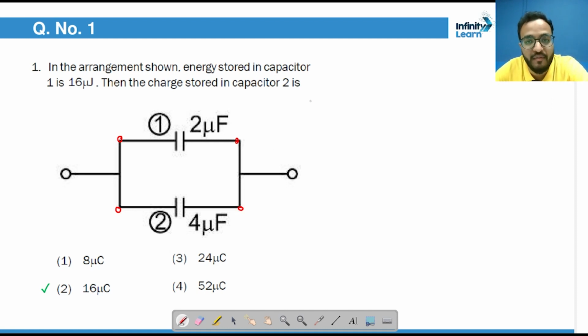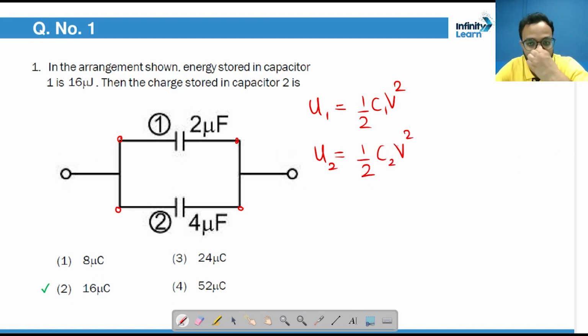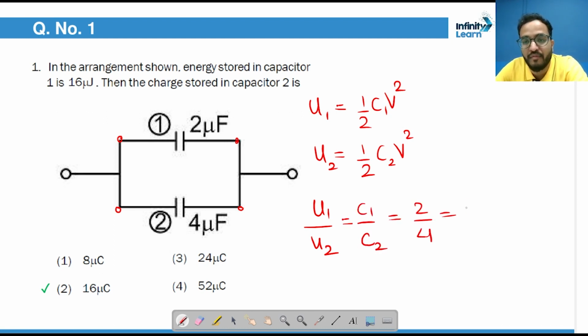If I say what is the energy stored in one capacitor, you will say, sir, half C1 into V square. Energy stored in the second capacitor will be half C2 into V square, right? So from here we can get the ratio of the energies stored. U1 by U2 will be equal to C1 by C2, that is 2 upon 4, which is 1 by 2. So what is U2 here? 2 U1, and U1 is 16. So it is 32 microjoules.